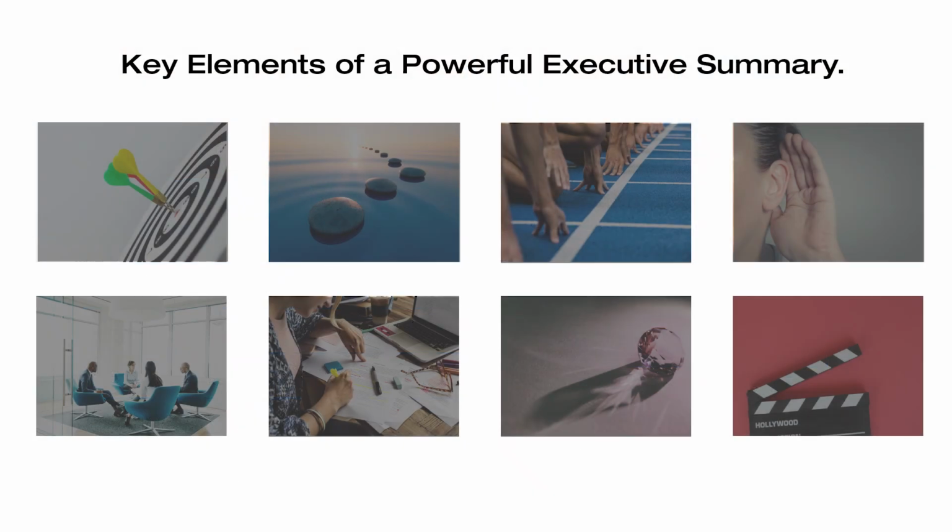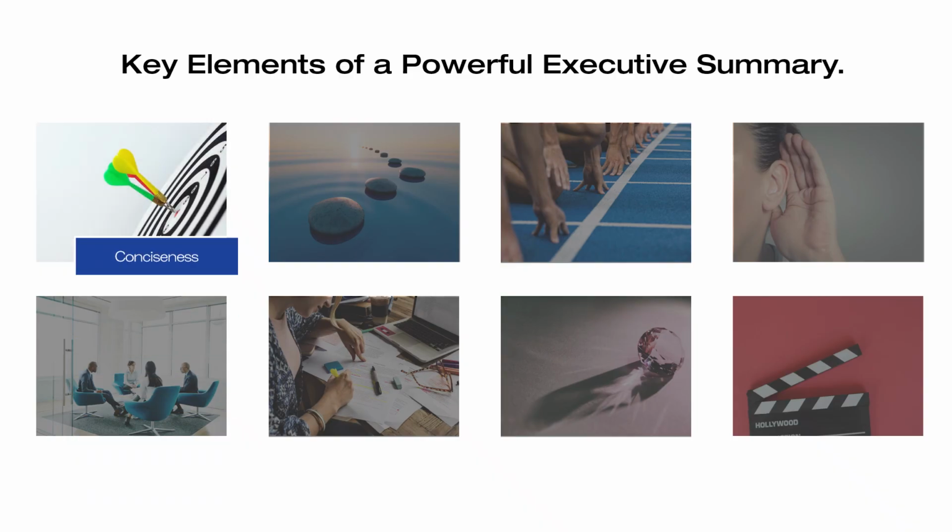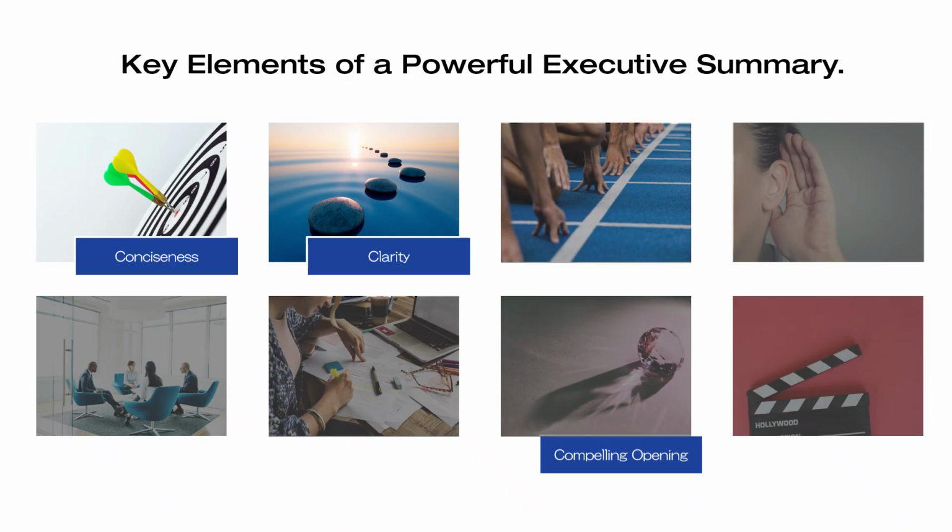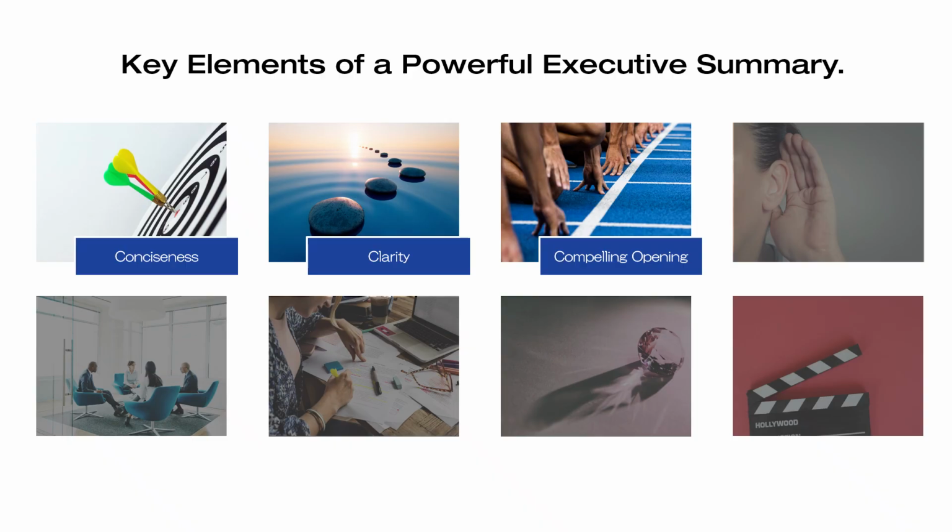Key elements of a powerful executive summary. A powerful executive summary should include conciseness. It should be brief, typically no more than 1 or 2 pages, avoiding unnecessary details or technical language. Clarity. It should be clear and easy to understand, using simple and direct language. Compelling opening. A strong opening statement that captures attention and introduces the key value proposition.